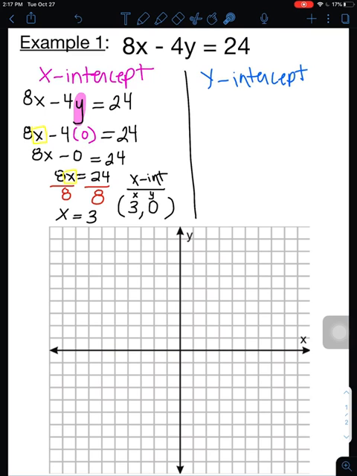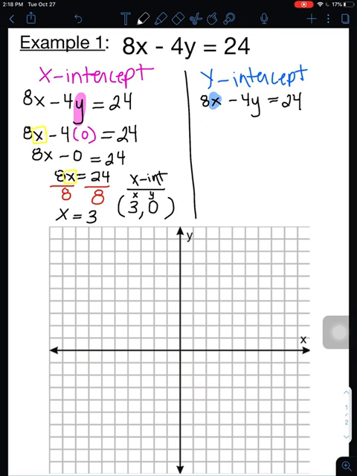All right. So we're going to do something similar for our y-intercept. Let me rewrite the equation here: 8x minus 4y equals 24. This time I am going to plug in a 0 for x. So it's always like the opposite letter. Remember, for the x-intercept we plug in 0 for y. For the y-intercept we plug in a 0 for x.